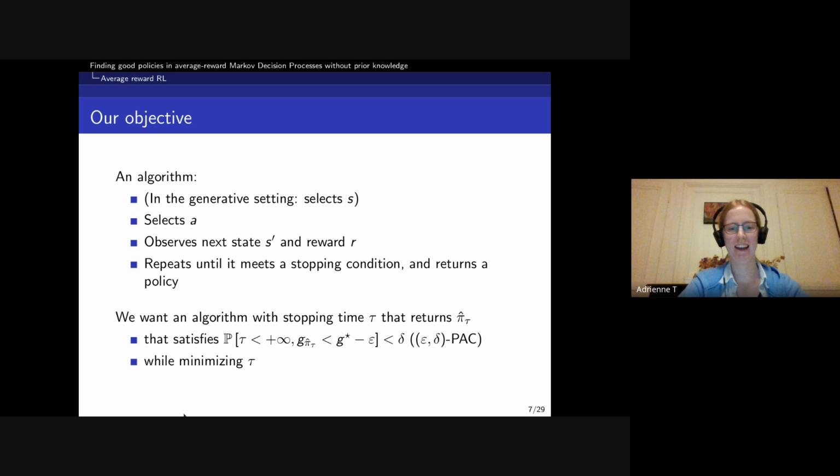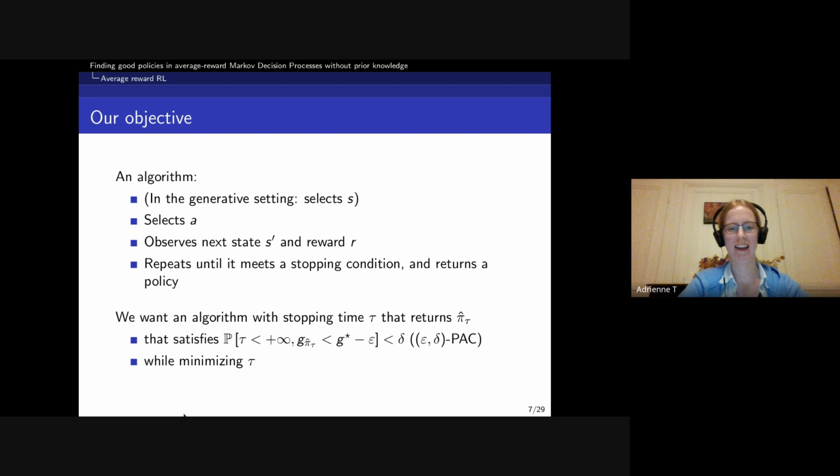In the online setting, it's almost the same. Simply, you don't allow your agent to sample just from any state. If it wants to sample from a given state, it has to arrive there. So in the online setting, your agent can only select the action that it wants to perform, and then whatever state it ends up in, that's where it will start in the next time step. And so that's our algorithms. That's what we want to craft.